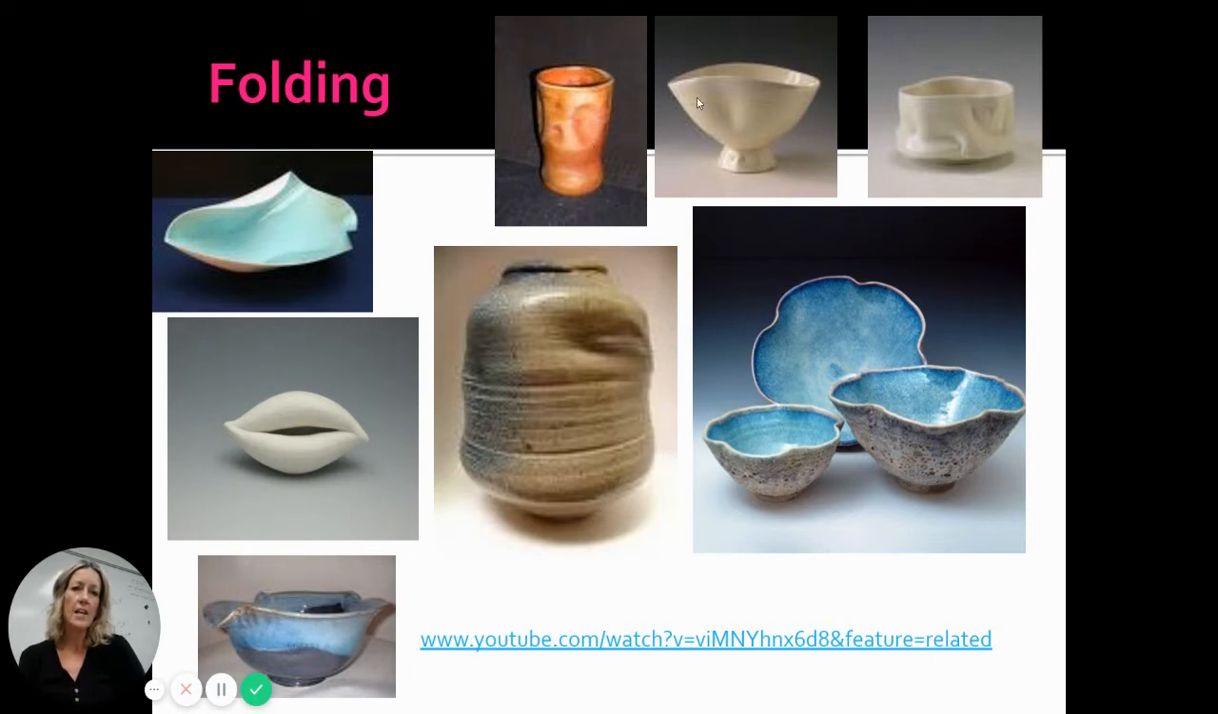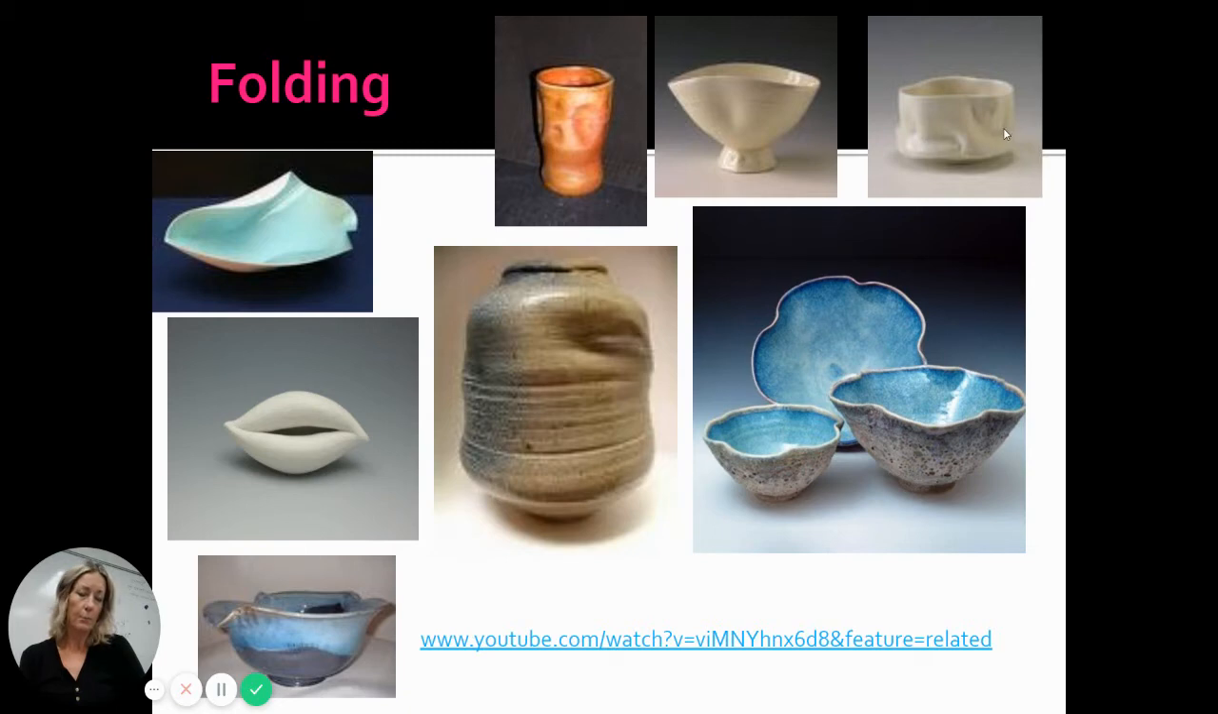This one right here is a bowl that then, while wet on the wheel, was flattened a little bit to become an oval shape instead of cylindrical, and probably then used some sort of sponge or tool to dimple right in the center there.